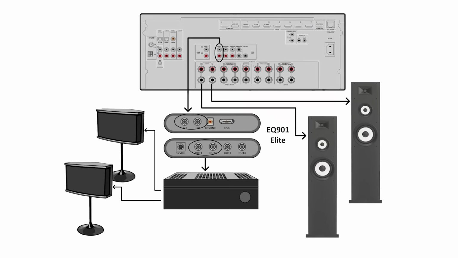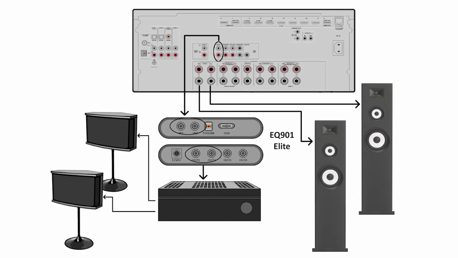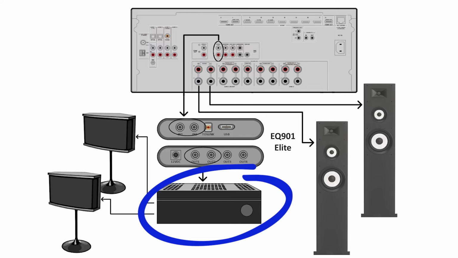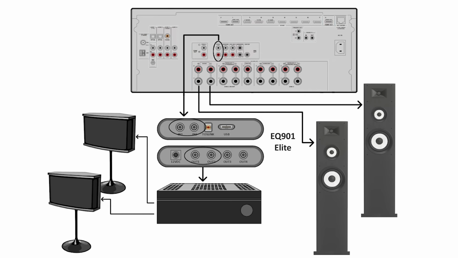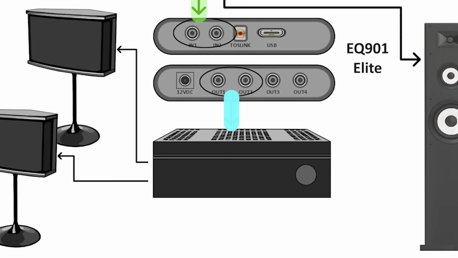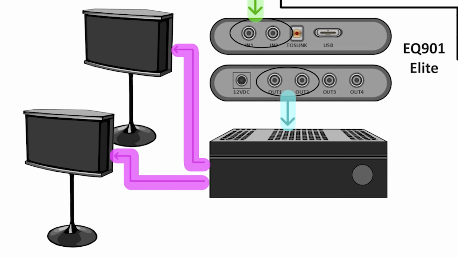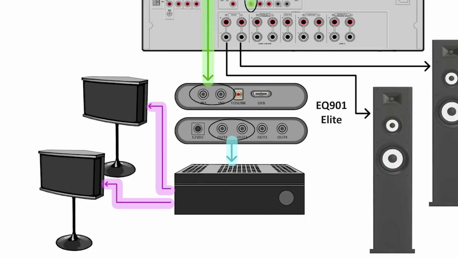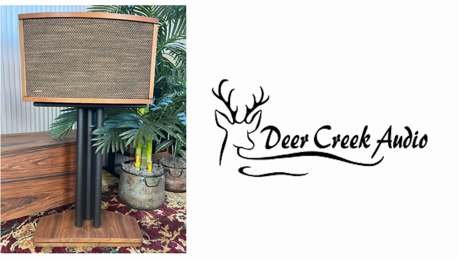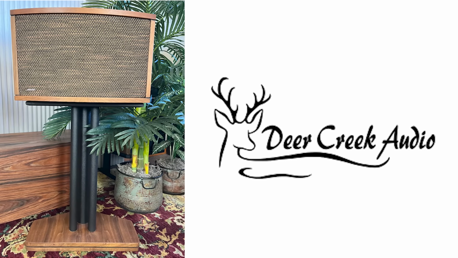In our example, we use a modern AVR that has pre-main left and right outputs. We then add a standalone amplifier, preferably with volume control, so you can balance the output level of the 901s with your other pair of speakers. The system takes the pre-out main left and right line level signal from the AVR and directs it through the EQ 901 equalizer. The outputs of the EQ 901 then connect to the standalone amplifier that drives the 901s. The speaker level outputs from the AVR connect directly to your non-901 speakers, bypassing the Bose equalization. Since most AVRs have a subwoofer out, you also could add an optional subwoofer.